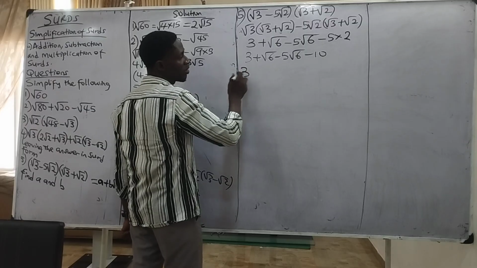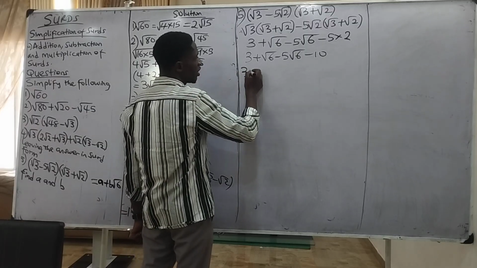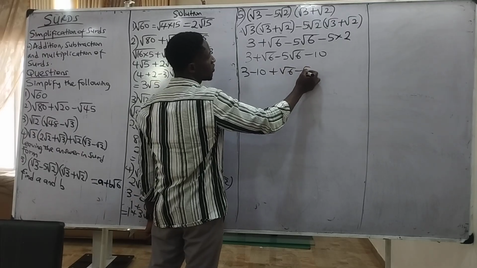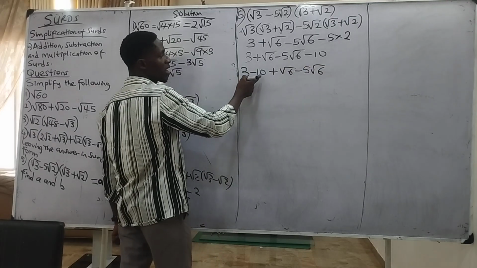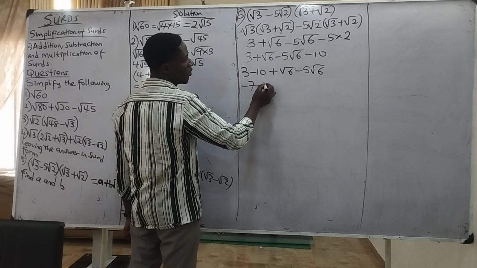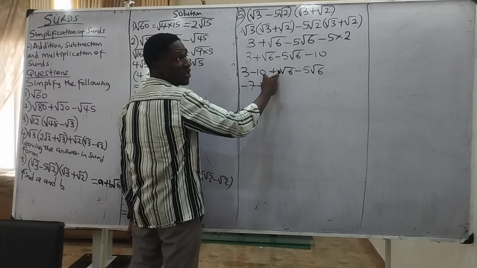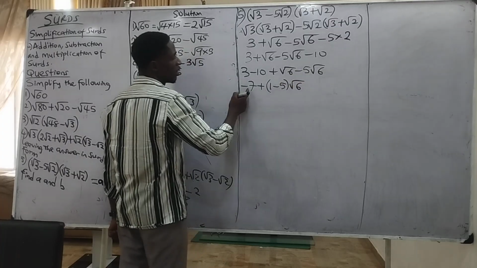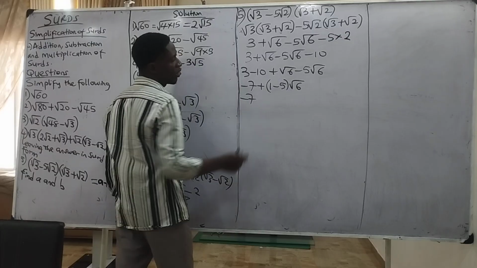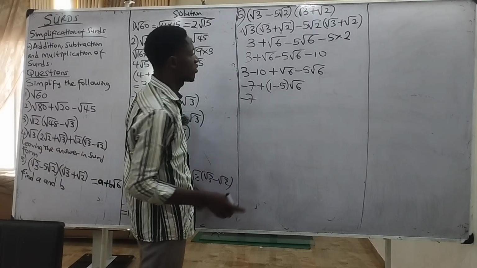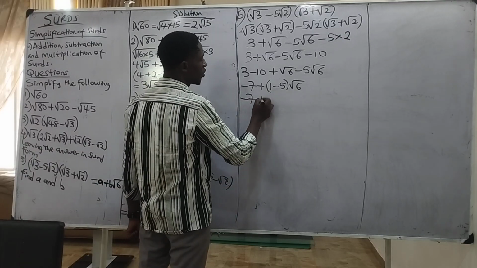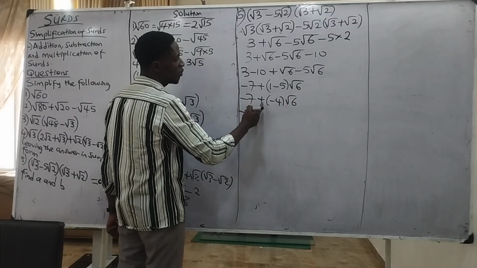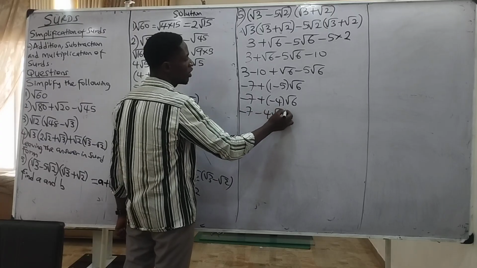Let us bring the numbers that don't involve roots together. 3 minus 10 plus root 6 minus 5 root 6. 3 minus 10 is minus 7 plus bracket, there's invisible 1 here, 1 minus 5 all in root 6. So we have minus 7. 1 minus 5 is minus 4. I have plus bracket minus 4 all in root 6. Minus 7 plus times minus is minus 4 all in root 6.